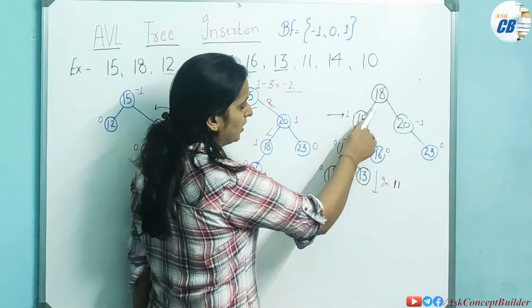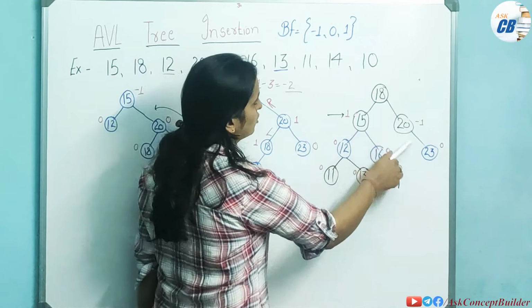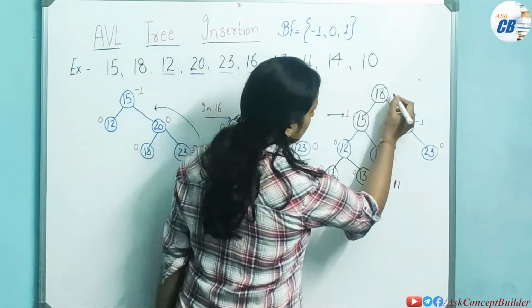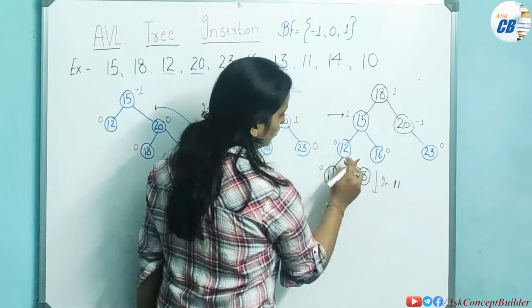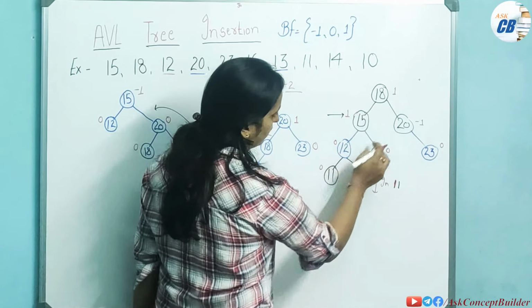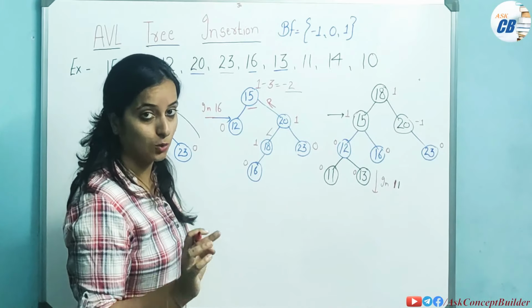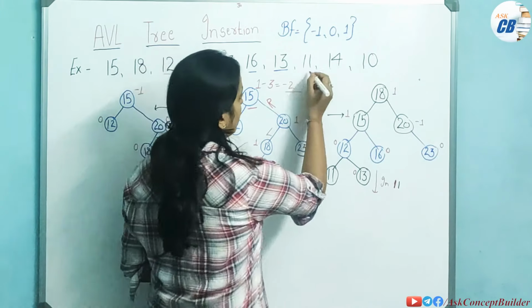3 is your longest path. 1, 2, 3. 3 minus 2 is your 1. 1, 2, 3. 3 is your longest path. 3 minus 2 is your 1. Again your tree is balanced, so no need of any rotation again. Fine. Now see your 11 is inserted.